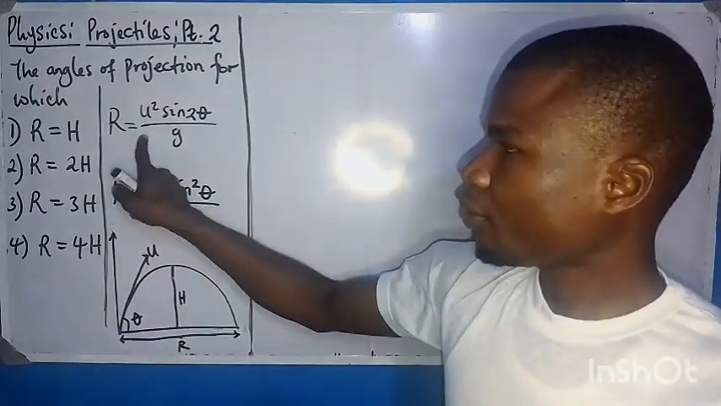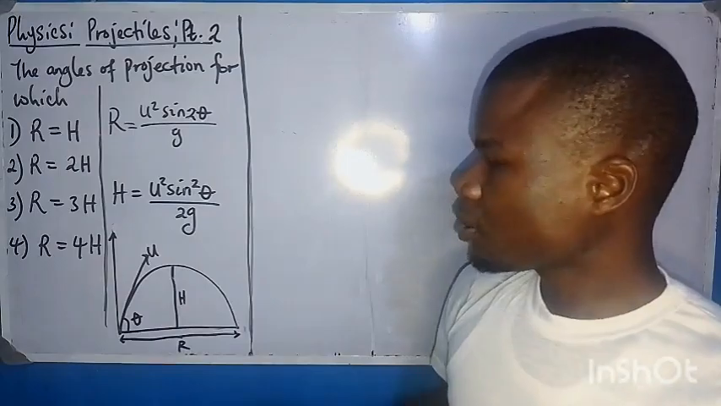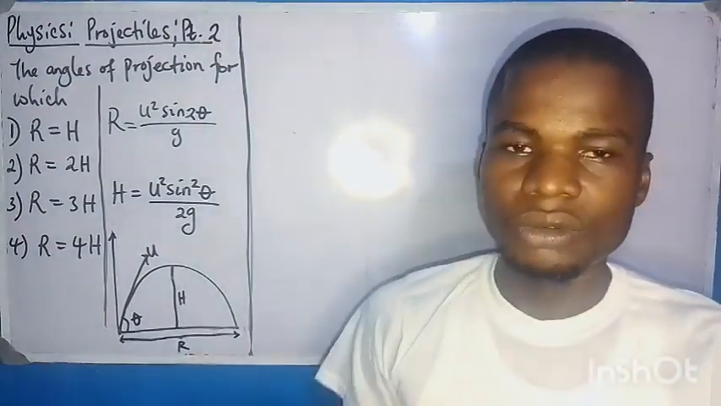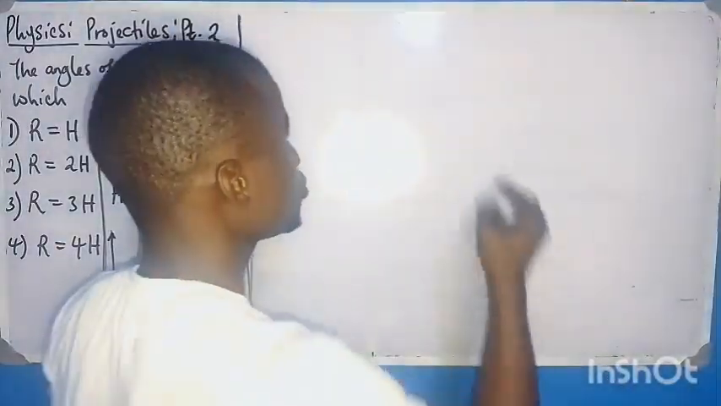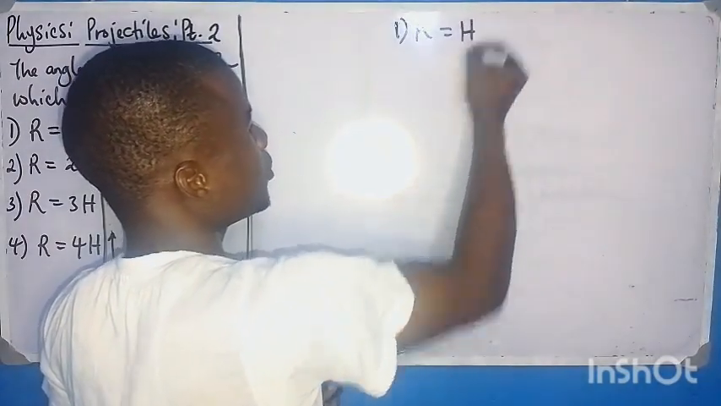So this is the formula for range, recall from our last video, the formula for maximum height, and the graph from which we derived the range and the maximum height. So let's start with number 1. Range is equal to maximum height.